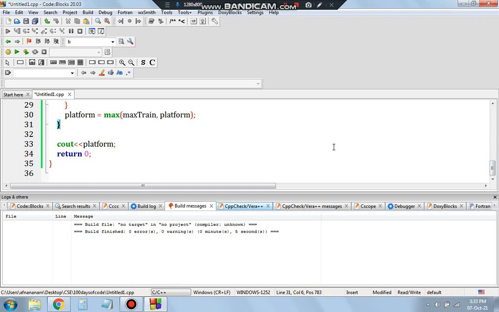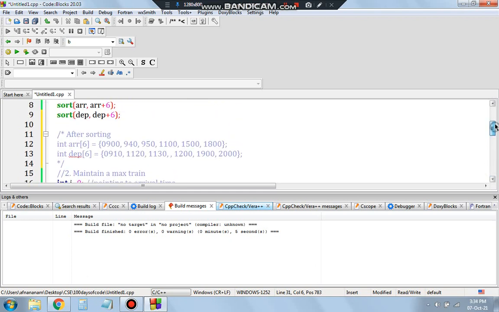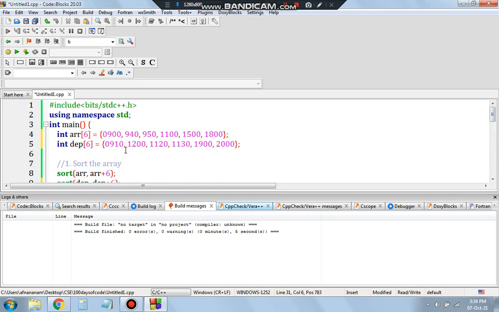Then we will print out platform. So in our case, what's the output? The expected output is 3, because this train is staying till 12 o'clock. In between, the 9:50 train came and the 11 o'clock train also came. So 3 trains were there at the same time. Our output should be 3.